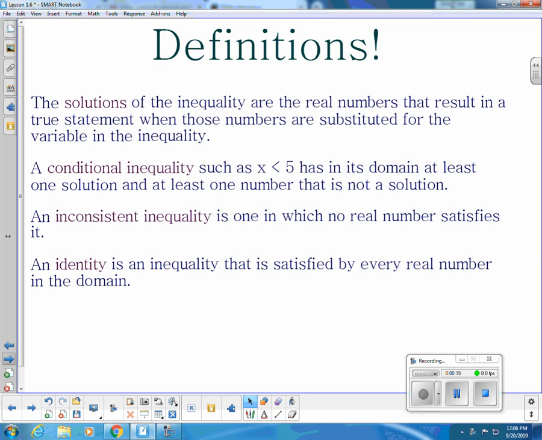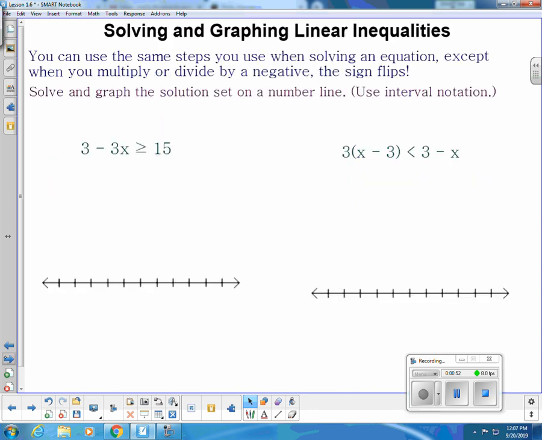A solution to an inequality obviously is a number that's going to work when you substitute it into it. A conditional inequality has at least one number or solution in it and one number that's not a solution. An inconsistent inequality is one with no real solutions. And then an identity has every number as a solution. Okay, so this would be a no solution, all reals kind of solution that you've done before. Okay, so here we go.